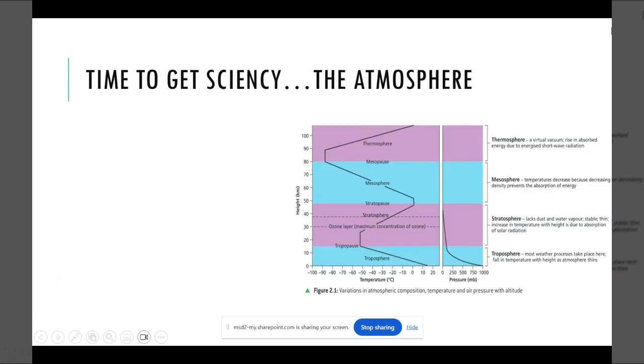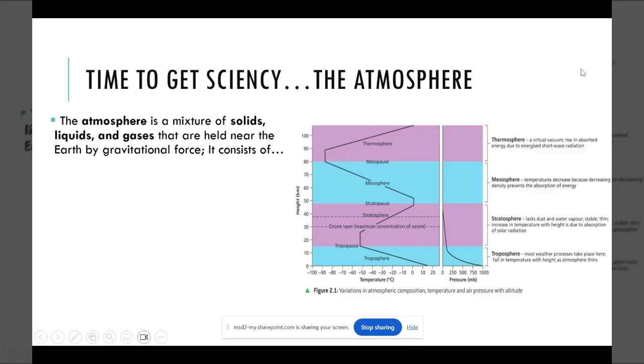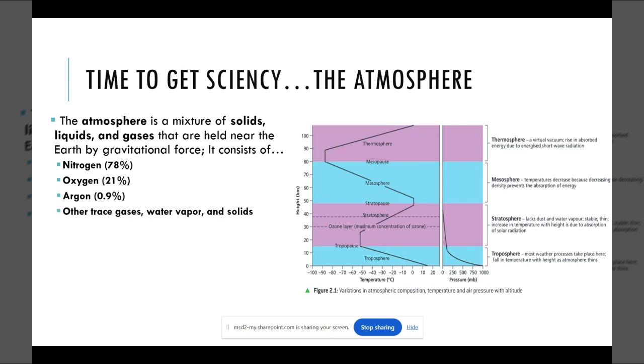All right, so general concepts of the atmosphere. The atmosphere is a mixture of several things. You normally think of it as air or gas, but there's also solids and liquids mixed in there as well, and it's held near the Earth by the gravitational force. It generally consists of nitrogen, which makes up most of it, oxygen, which you need to breathe, 21%, argon is 0.9%, and then some other trace gases, water vapor, and solids up in the air, in the form of smoke and other things like that.